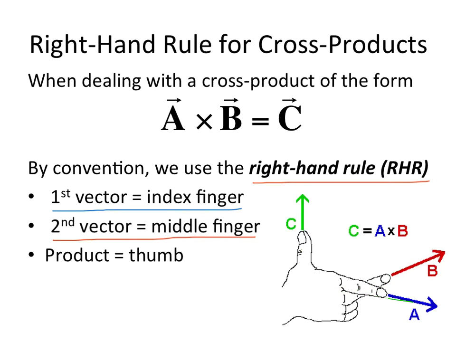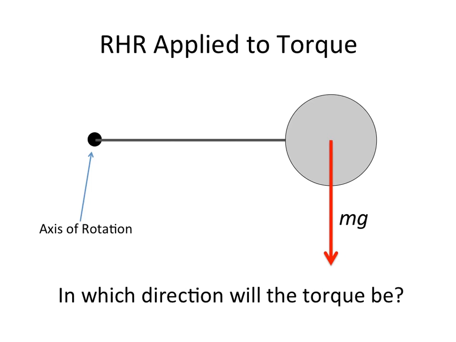You could sort of think of them as the x-axis, y-axis, and z-axis, or something like that. The product of those vectors, A and B, is vector C. We use what's called the right-hand rule to figure that out. That tells us the direction of the cross product of those two. So let's do a little example right here. You have an axis of rotation right here.